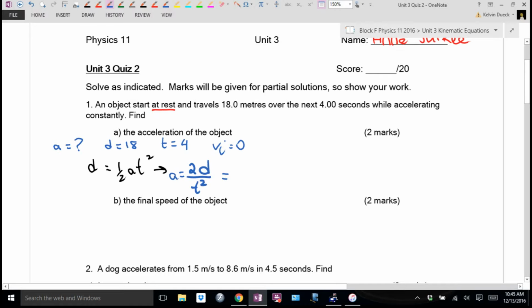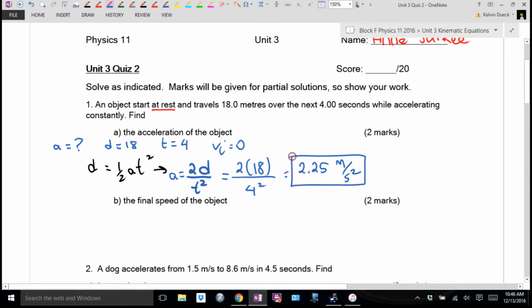It's going to be 2 times 18. You know what? I'm going to be able to do this in my head. Oh, absolutely. Because 2 times 18 is 36. This is 36 over 16. Divide by 4, divide by 4. This is 9 over 4. It's going to be 2.25? Yes? No? Yeah? 2.25 units. Now I always check. What was I trying to find? Acceleration. So meters per second squared.